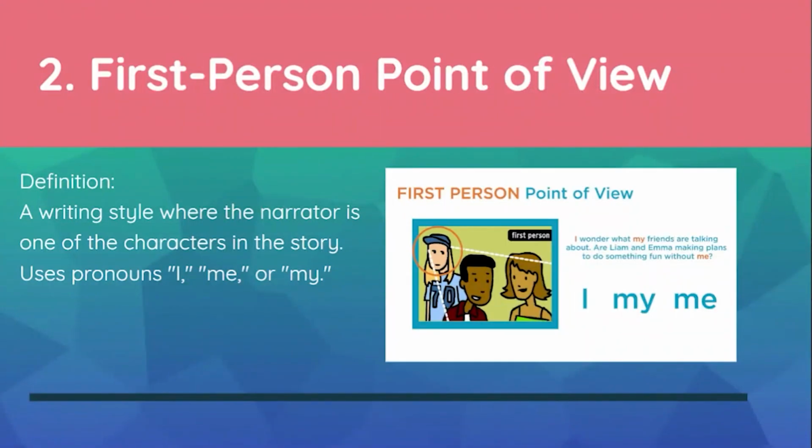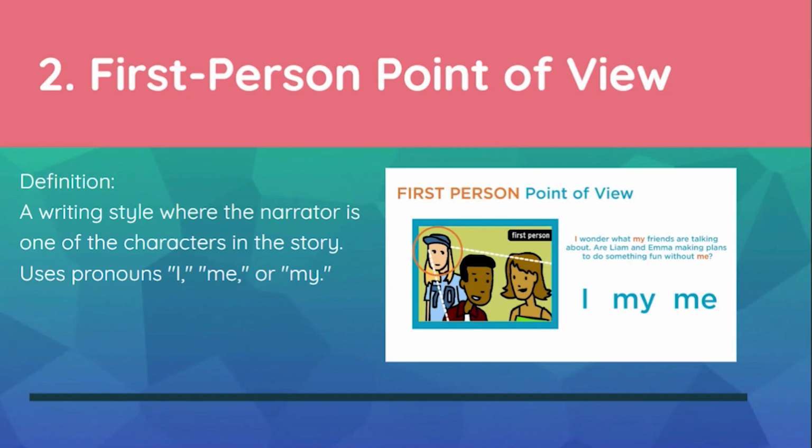Definition number 2 is for first-person point of view. The definition of first-person point of view is that it is a writing style where the narrator is one of the characters in the story. First-person point of view uses pronouns like I, me, or my. In our graphic, it shows I, my, and me, and gives the example, I wonder what my friends are talking about. Are Liam and Emma making plans to do something fun without me? You're seeing that that's in first person because of those pronouns I, my, and me.